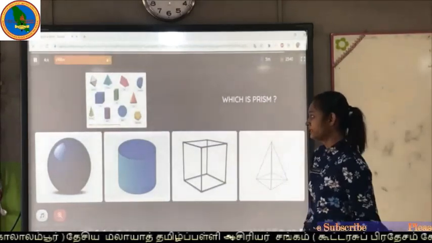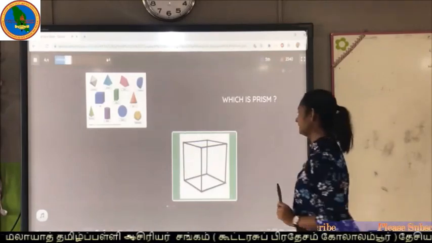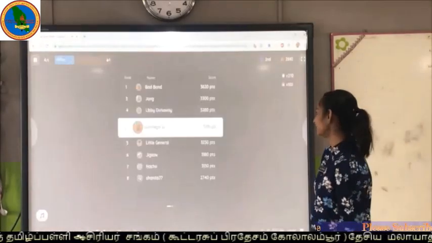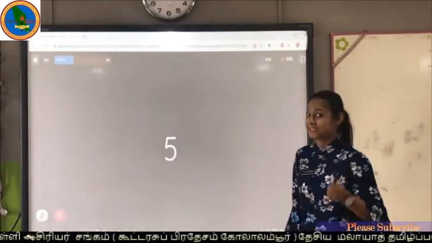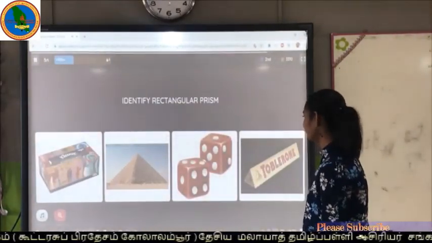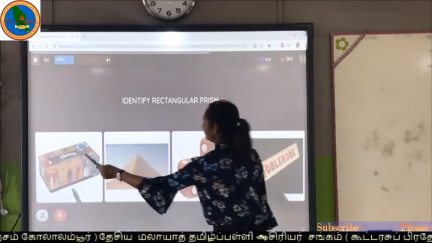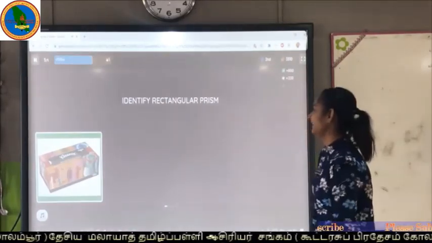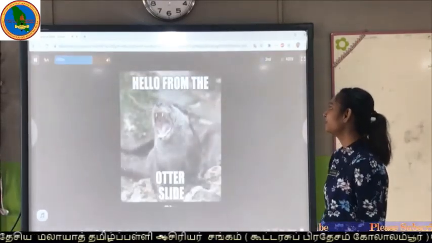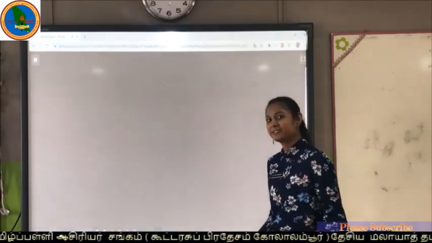Next, which is prism? I think square prism. Correct, children. Wow, I got second place. Identify rectangular prism. Wow, this is quite tough. I think this is going to be... Yeah. This is a rectangular. We got all correct, children.